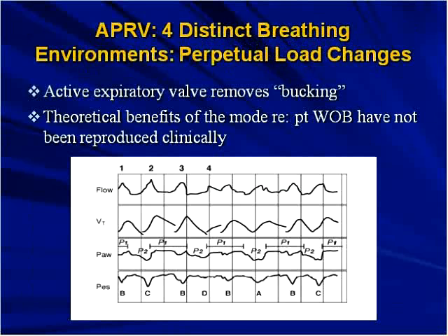And there are 4 actually distinct breathing environments with perpetual load changes during APRV. If you want more details on this, this is from a publication that we did this spring from the Asynchrony Conference. It's in Respiratory Care, I think from February, as part of the journal conference on asynchrony, and this was again from the study that we had published years ago on lung protective ventilation, but we had some extra data that we had collected on APRV.